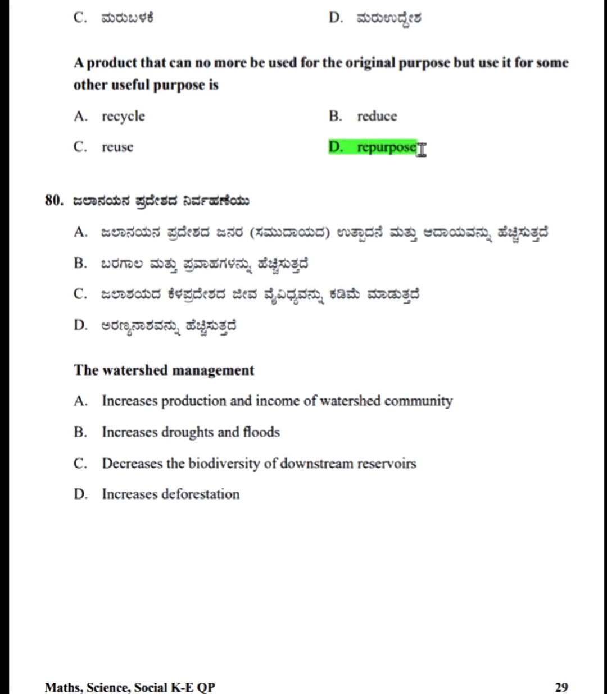We are using the same material for a different purpose without causing pollution. Therefore, it will be repurpose. Question number 80. The watershed management increases production and income of watershed community. Therefore, the correct answer is option A. The watershed management increases production and income of watershed community.